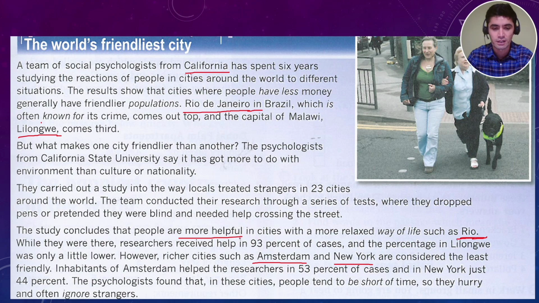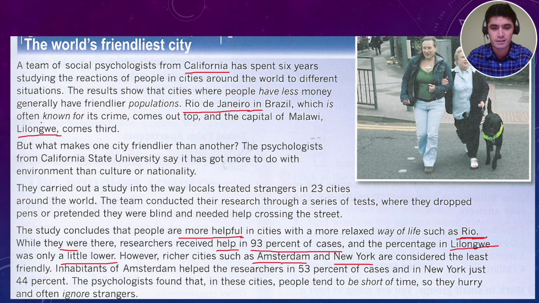So here is a keyword, right? A more helpful people there in Rio. While they were there, researchers received help in 93% of cases, and the percentage in Lilongwe was only a little lower. So in Lilongwe it was a little lower, but they got help in 93% of cases.